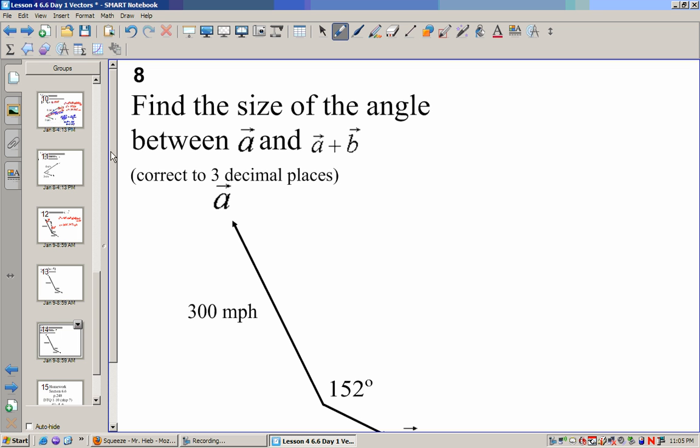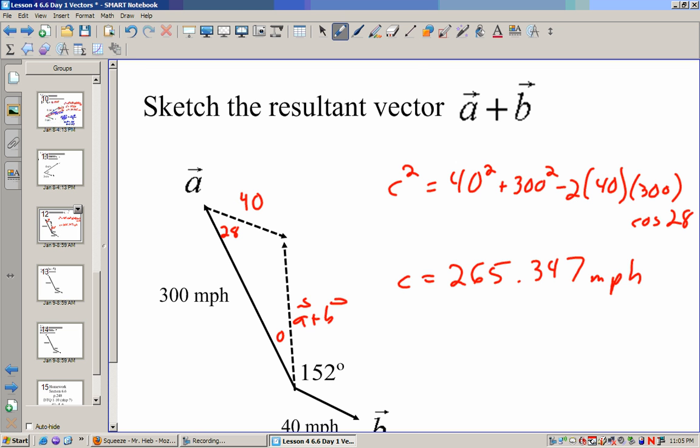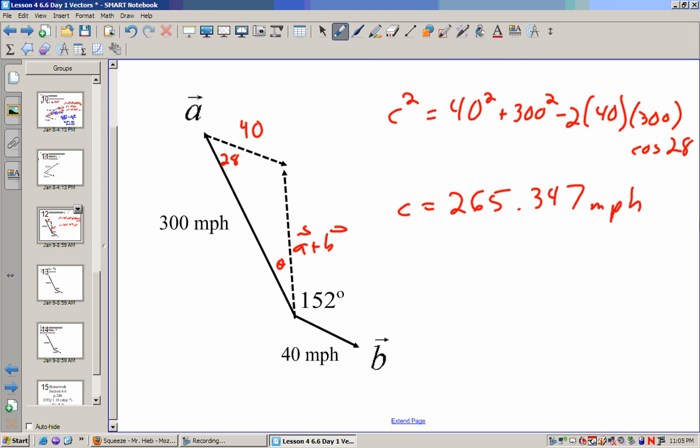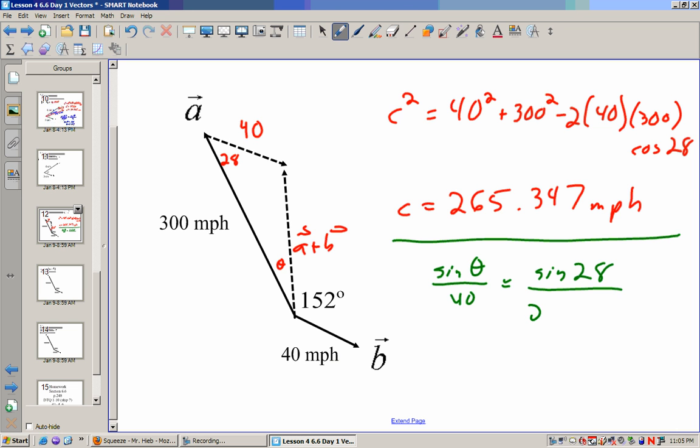Now, what's the size of the angle between A and A plus B? That would be this angle there. I'll do this in green. So I would say the sine of my angle over 40 is going to equal the sine of 28 over 265.347. So we multiply this out, 40 times sine of 28 divided by 265.347. So the sine of theta equals 0.07077. Take the inverse sine of that answer, and my angle is 4.058.